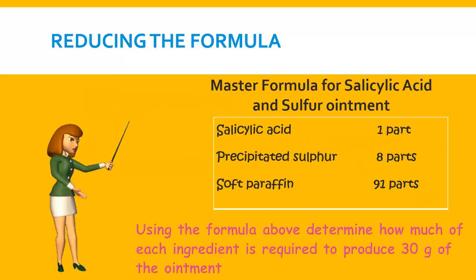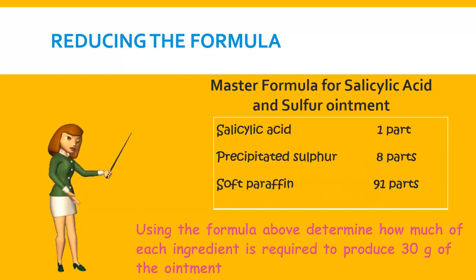Okay, so we're going to use this master formula for salicylic acid and sulfur ointment as a demonstration for reducing the formula. So we're going to be using this formula to produce 30 grams of ointment. When we look at the master formula, however, we see that there are two active ingredients and one base. The two active ingredients are salicylic acid, which is 1 part of the formulation, and precipitated sulfur, which accounts for 8 parts, and soft paraffin, which accounts for 91 parts.